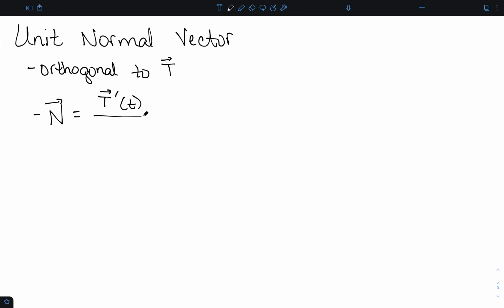Since we want this to be a unit vector, we also need to divide by the length of the derivative so that we have this in terms of unit. So once we have our unit tangent vector, we can take its derivative and find that length to find our unit normal vector.